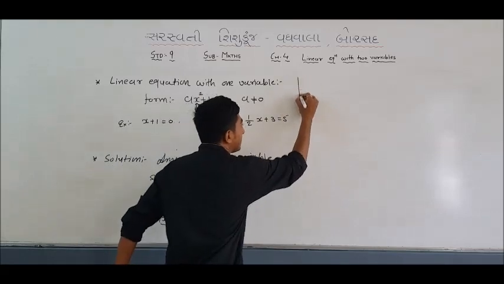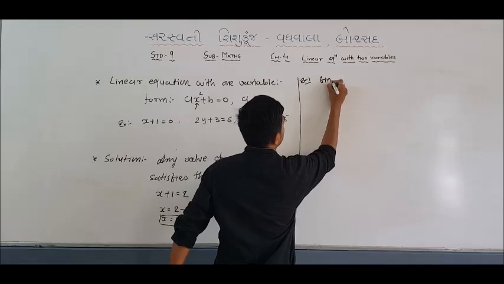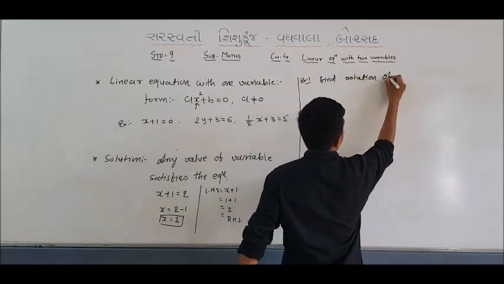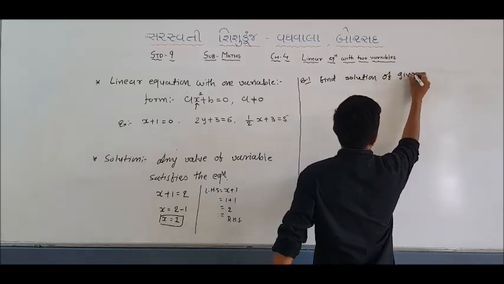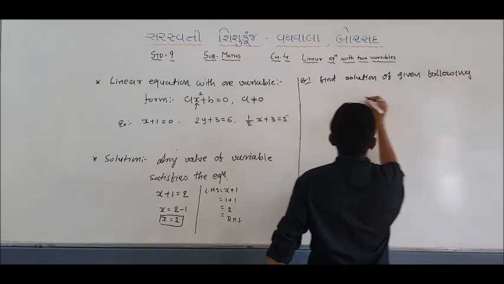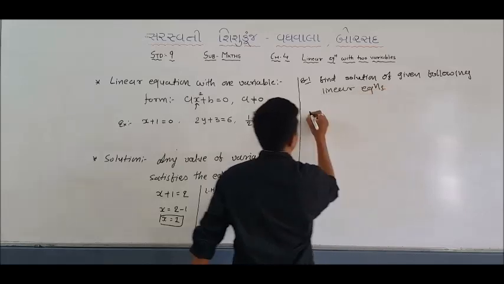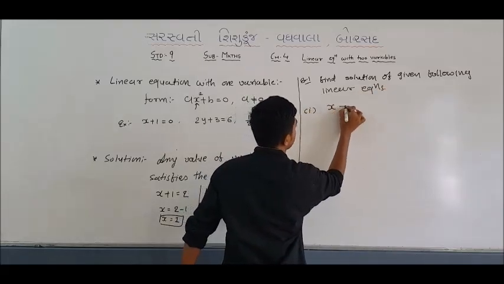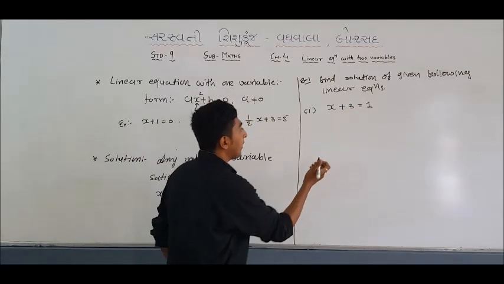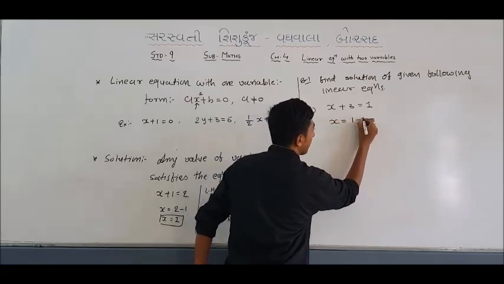Let us see another example. Example number 1: find the solution of the following linear equations. Number 1, x + 3 = 1. How do we find it? First of all, we can say x = 1 - 3.